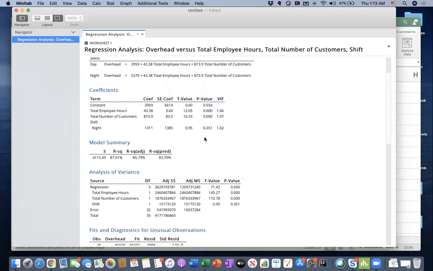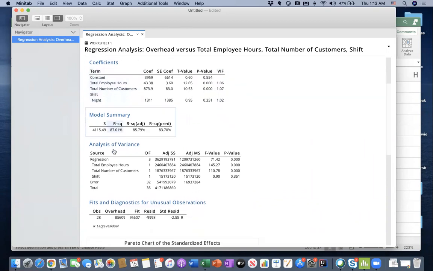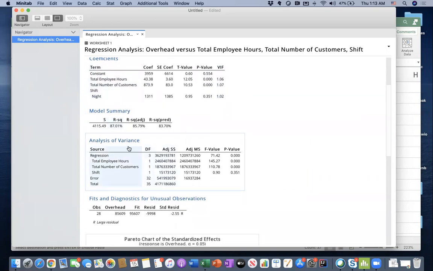Okay, so I'm going to take this shift out in a moment, but first, this is the analysis of the ANOVA table. The p-values are identical here, right? So what I want you to focus on here is the R-square value.